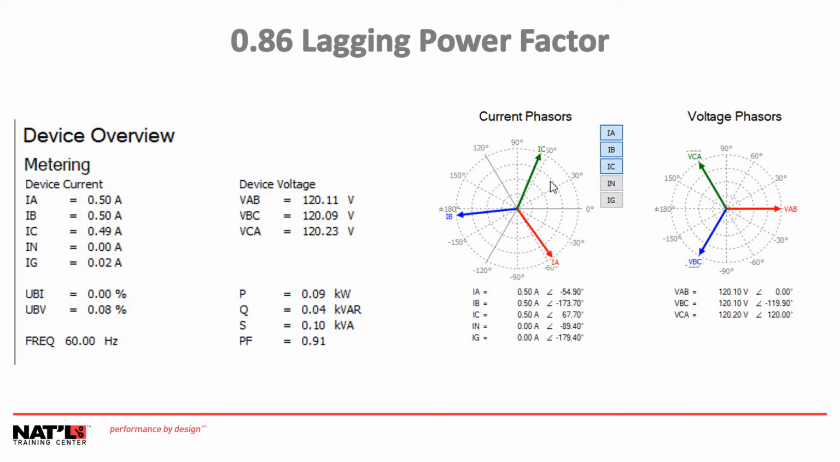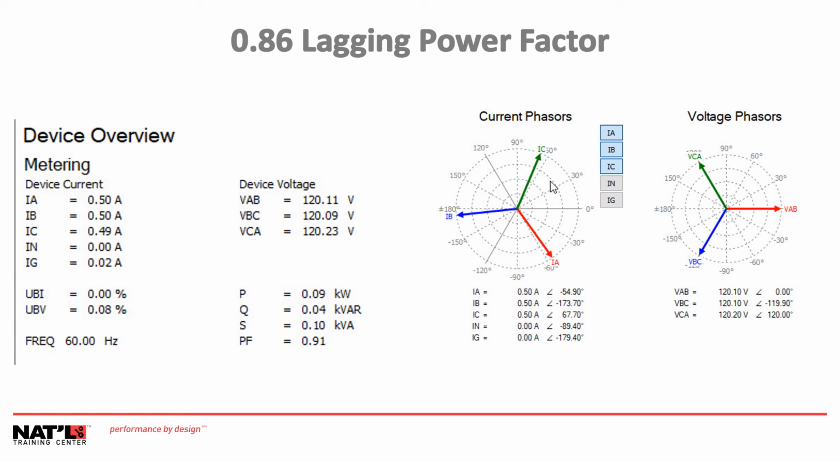Now let's take a quick look at what would happen if we had a lagging power factor. A 0.86 lagging power factor means that we have 30 degrees displacement of current lagging voltage. This would be into an inductive load. So you'll notice our currents on the left are the same, 0.5. Our voltages to the right of that are the same at 120.